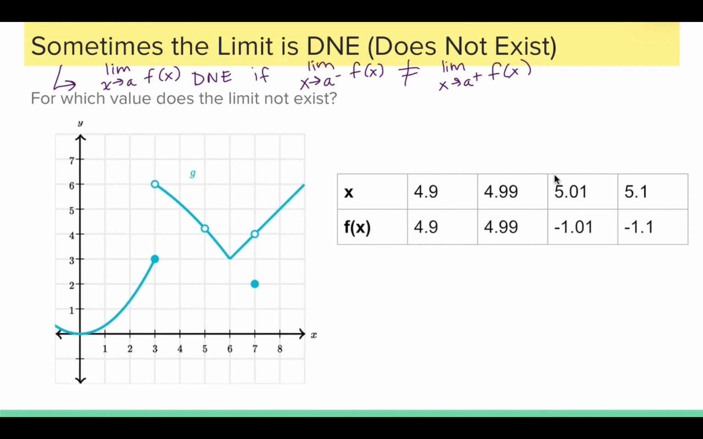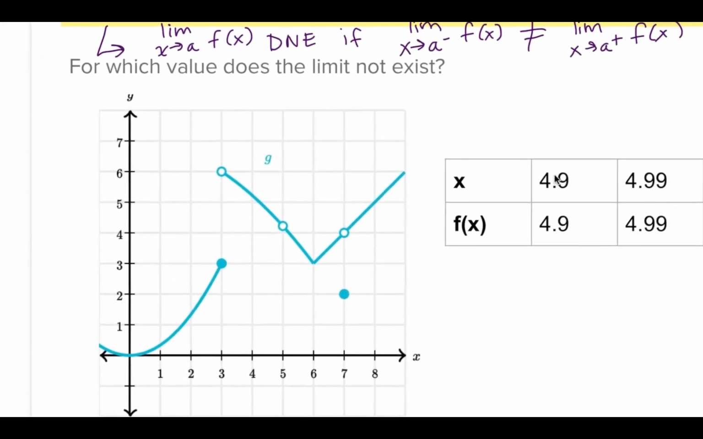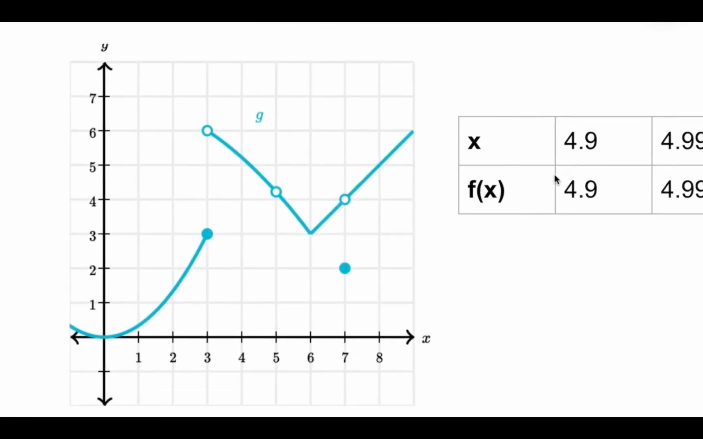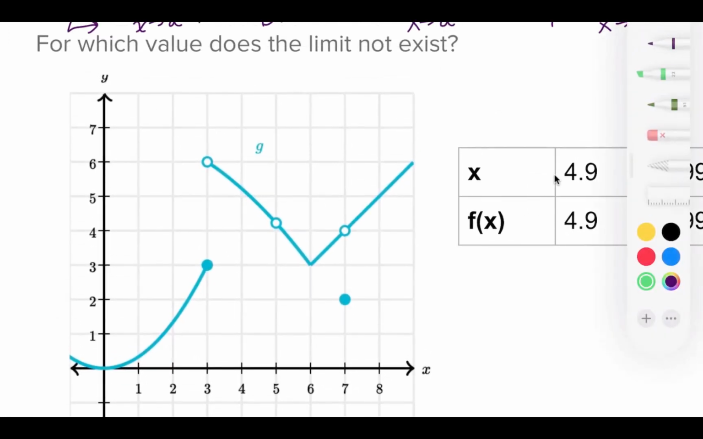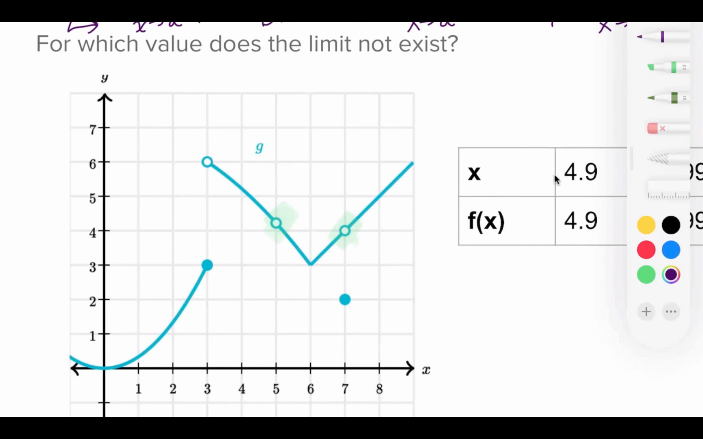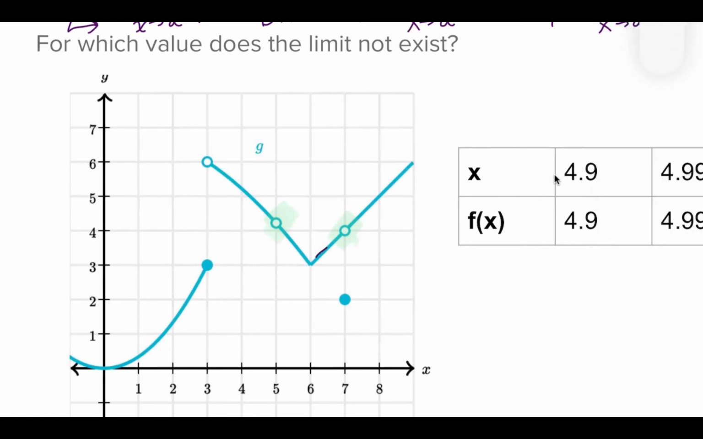So looking at this graph, some of you might be thinking, oh, well, I don't think the limit exists at these little holes, just because they look kind of weird. However, the limits actually do exist there. So let's use this one over here, for example.